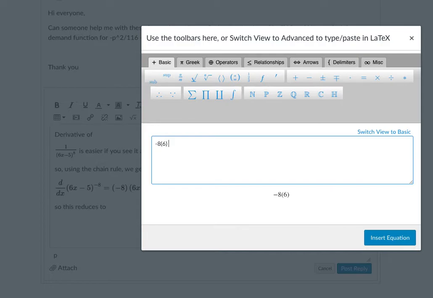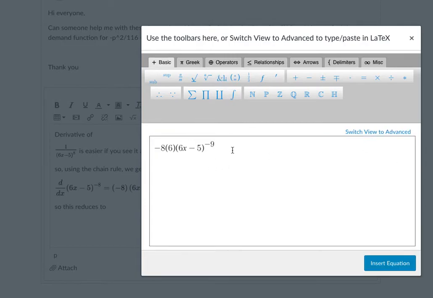Times (6x minus 5) to the power of negative 9, correct? Oh, I forgot that exponent, sorry, to the power of negative 9. Sorry, I'm typing it this way. Let me go back and switch to the basic view. So negative 8 times 6, which is just negative 48, times (6x minus 5) to the power of negative 9.